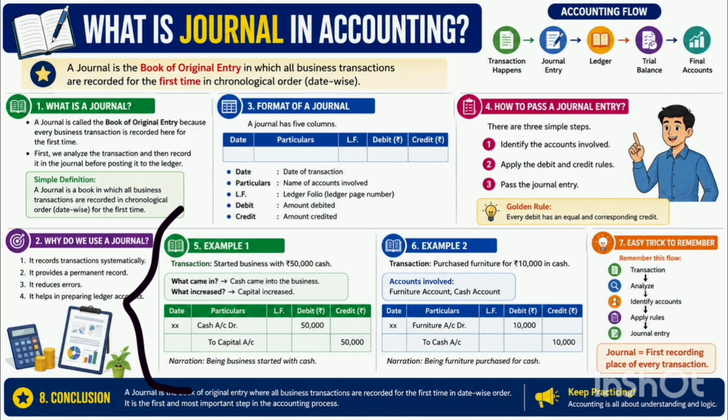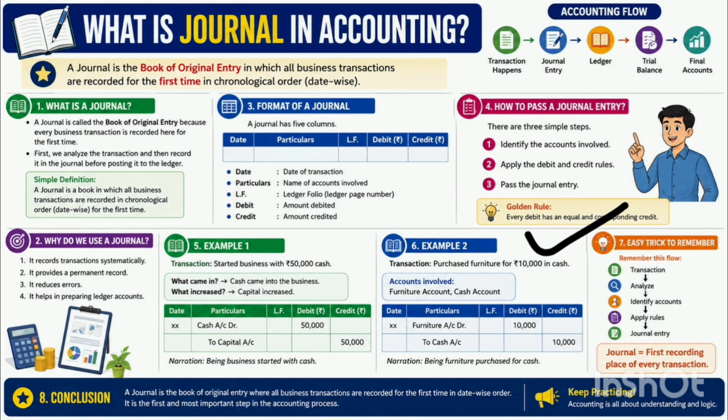So what will be the journal entry? Cash account debit to capital account. Here I have written this example in this format, so you have to follow this format for recording the journal. Next one is purchased furniture for rupees 10,000 in cash. Here two accounts are involved, furniture account and cash account. Furniture and cash both are assets. One account is increasing and the next one is decreasing.